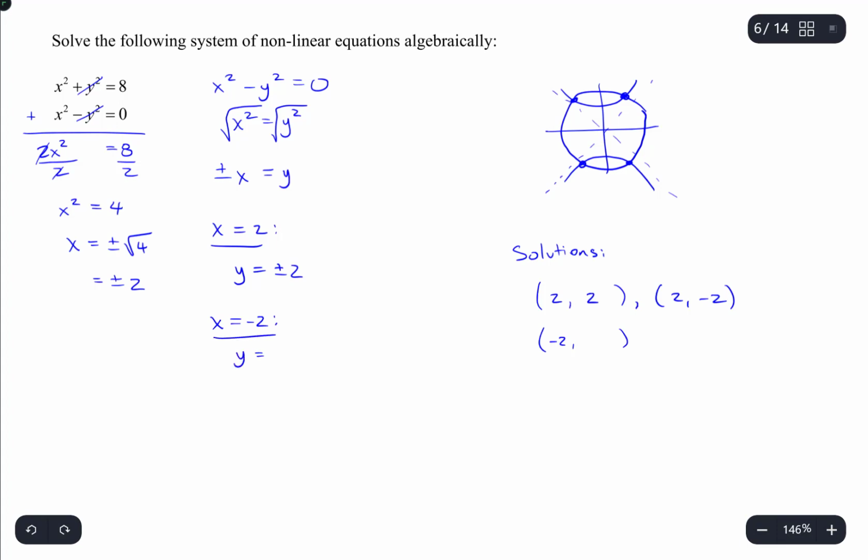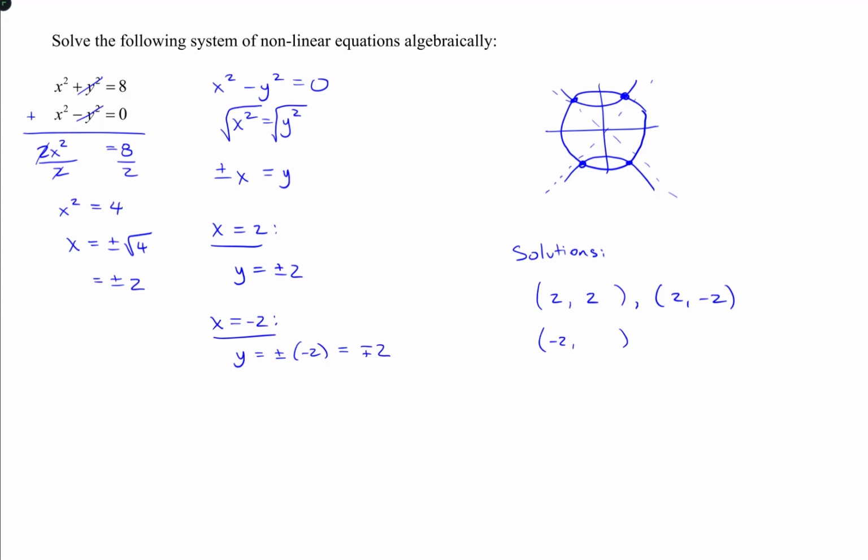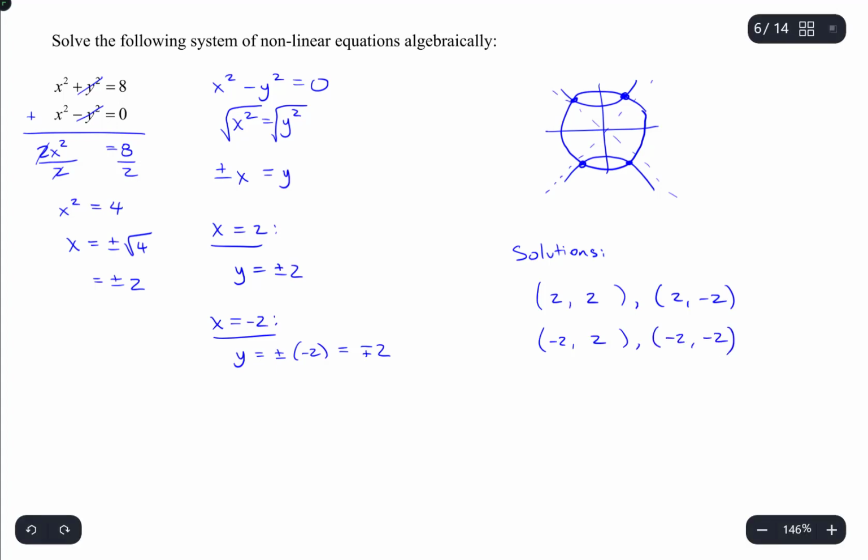So y would be plus or minus negative 2, which, if we say the positive of negative 2, that just means, of course, negative 2, and then the negative of negative 2 is positive 2. So you could say, strangely, that this would be technically like minus plus 2. It doesn't really matter. All that matters is you have both the positive and the negative value associated. So when x is negative 2, y can be positive 2 or negative 2. And there are the four solutions to that system.